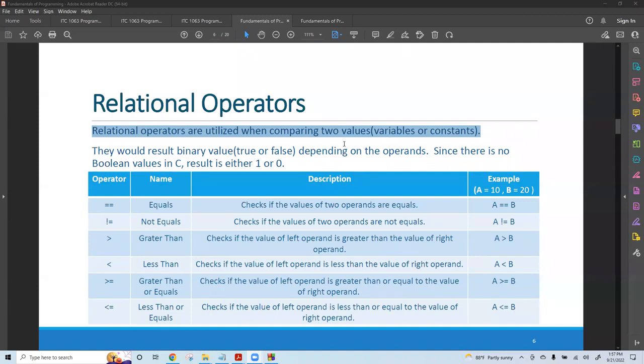Yes. So this is compare. So if we compare two things, what would be the output? What would be the output?